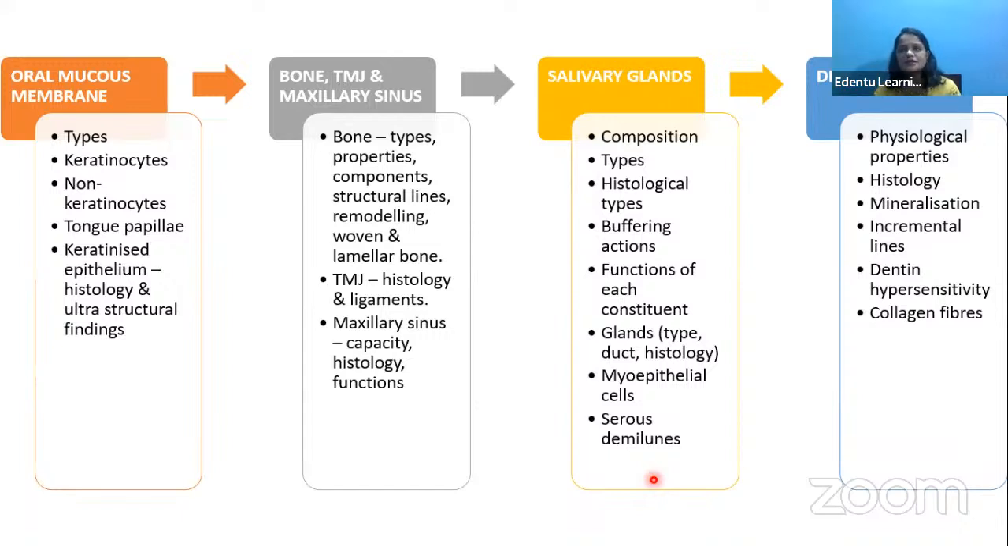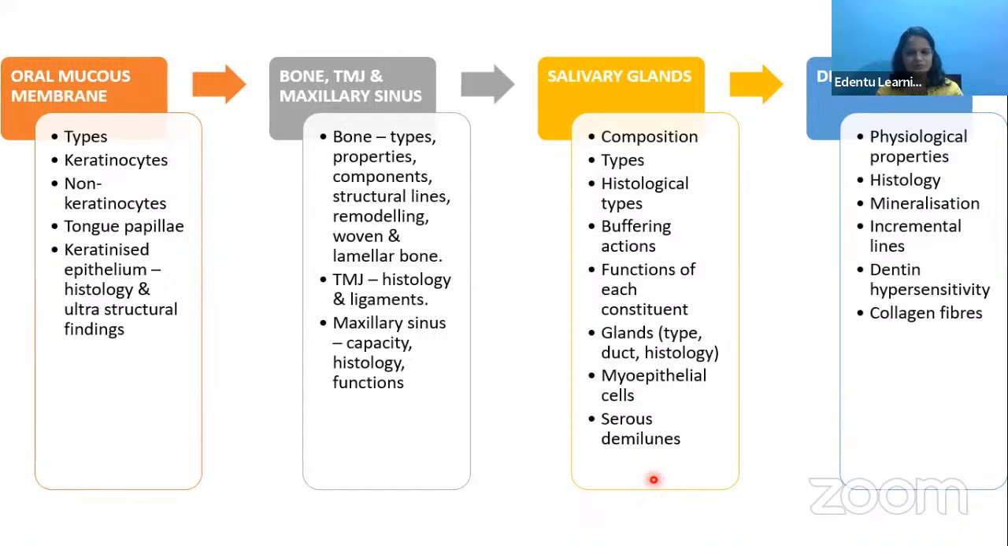Then next is the specialized mucosa, the tongue mucosa. Okay, the papillae of the tongue, not just the papillae, but the histology of the papillae. Sometimes they can give just a histological picture of the papillae and ask you to identify the papillae. So histology of the papillae also you must be thorough. Okay, next is the bone, TMJ and the maxillary sinus.